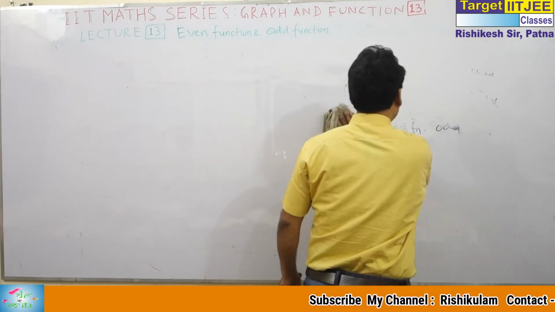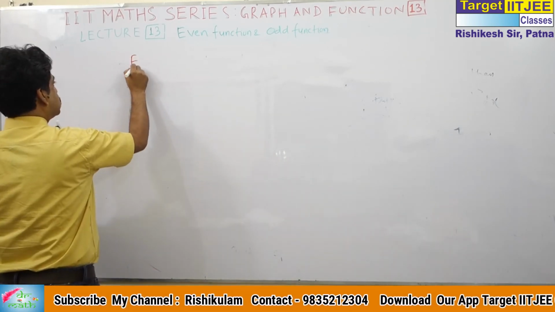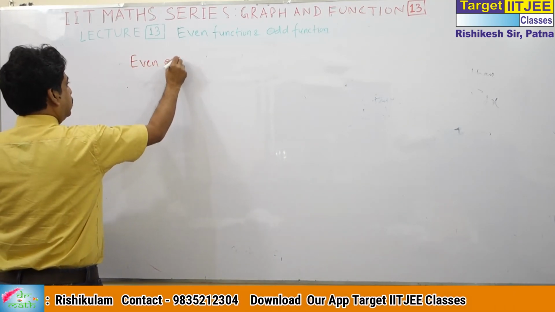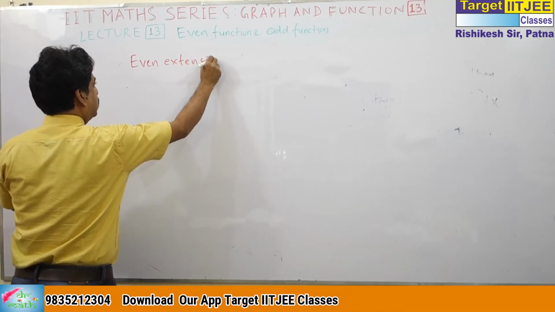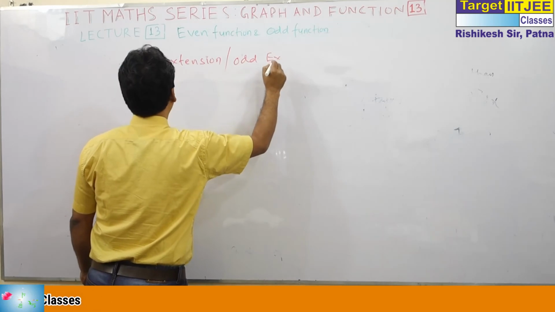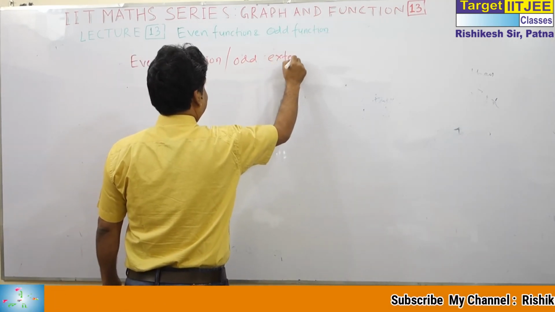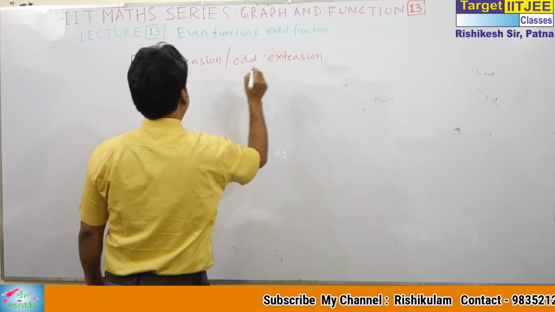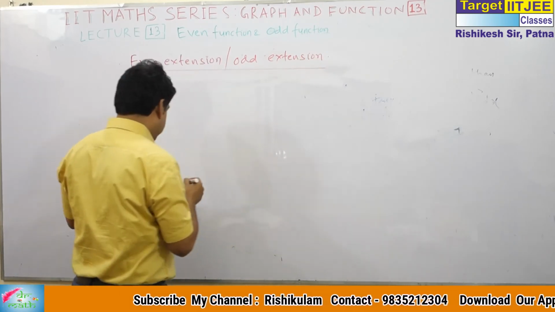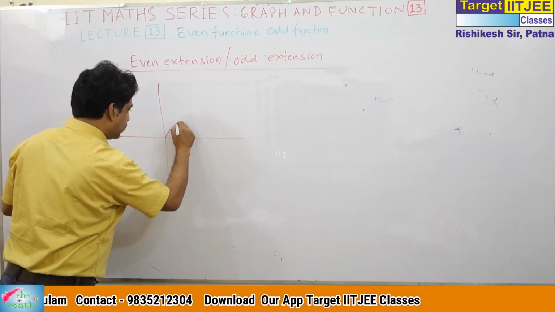So go through the property, and finally, let me tell one more point. The point is even extension and odd extension. Very simple terms. Odd extension of a given function. Again, what happens? Go through the graph. Suppose this is a function.